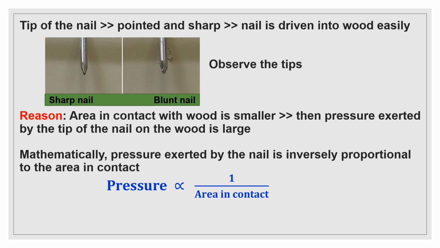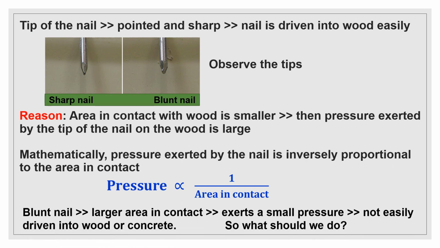Now what happens if the tip of the nail is blunt, like in the second diagram? What would we expect to happen? Yes, you're right. The blunt nail gives a larger area in contact, exerts a smaller pressure, and therefore is not easily driven into the wood or into concrete. So what should we do? What kind of nail should we use?